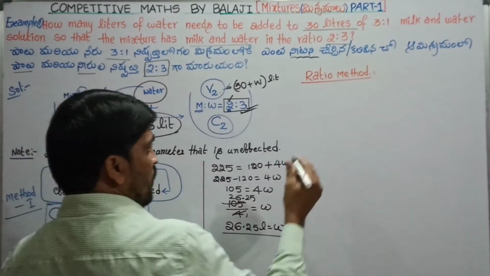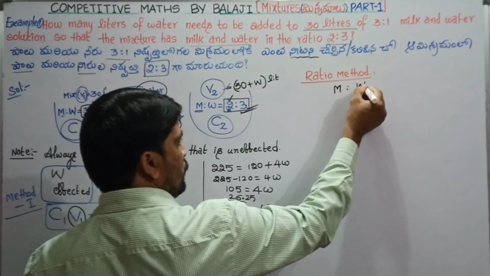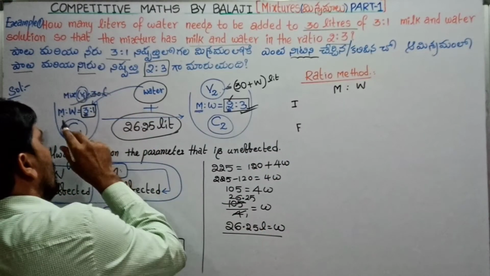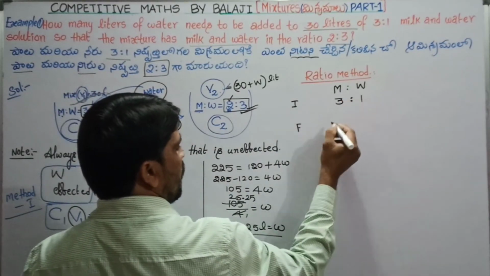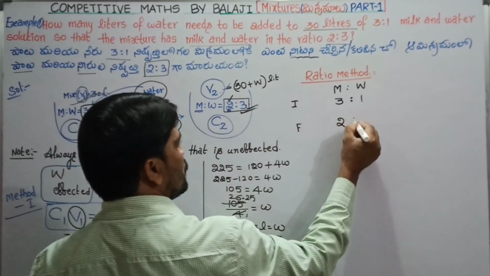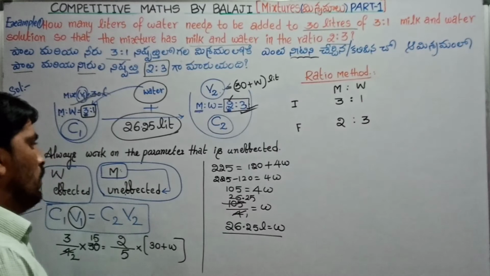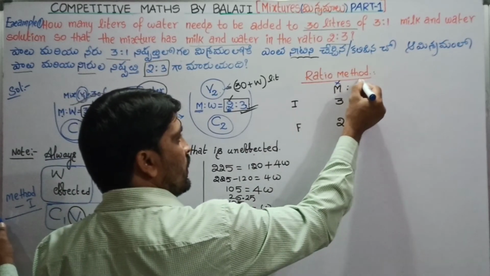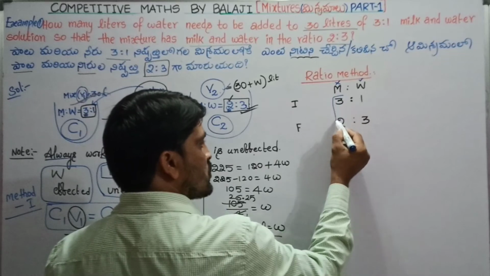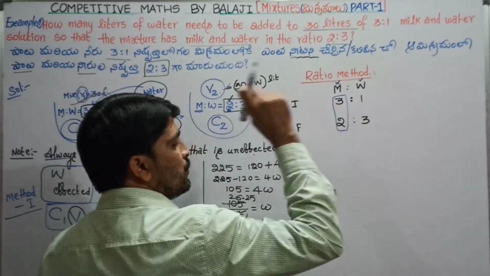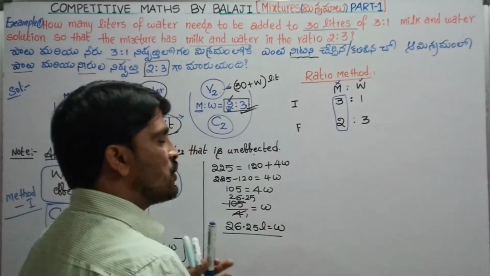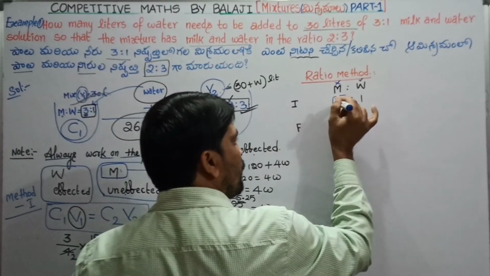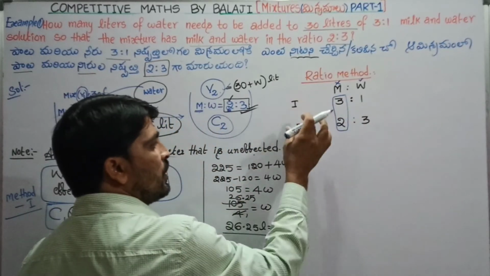Method 2: milk to water ratio in the initial quantity and in the final quantity. In the initial, milk to water ratio is 3:1, and in the final, milk to water ratio is 2:3. Here we always work on the parameter that is unaffected. Here milk is unaffected, water is affected. So the ratio of milk must be equal. We have to equate these two ratios. Why? Because milk is unaffected. We are just adding water, but we are not adding milk. So the parameter milk is unaffected. We have to equate the ratios of milk in the initial and final mixtures.